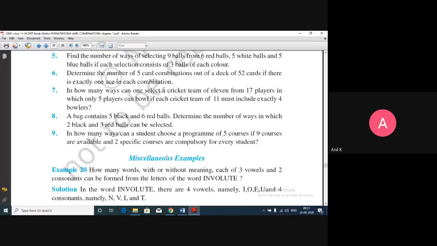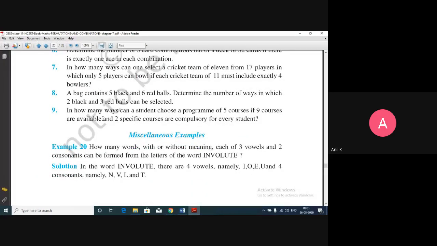Next, what we have? Last question. In how many ways can a student choose a program of 5 courses if 9 courses are available and 2 specific courses are compulsory for every student? How can you solve this one? There are 9 courses available. Out of 9, they have to select 5. And out of the 5 courses which they select, 2 courses are compulsory for every student. So how can they do this?